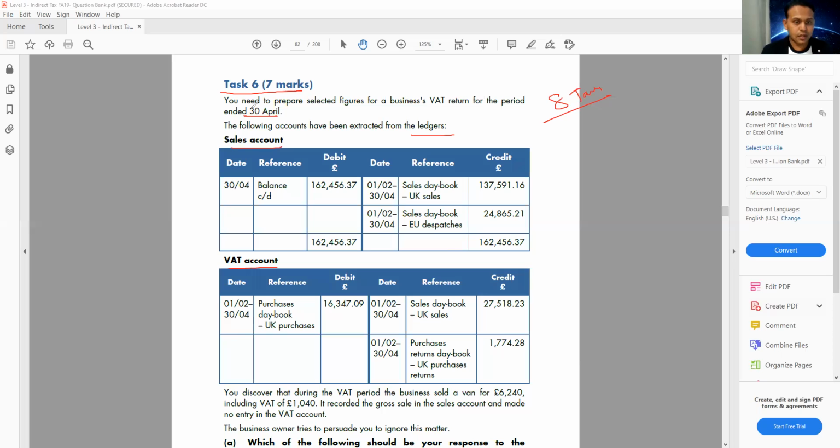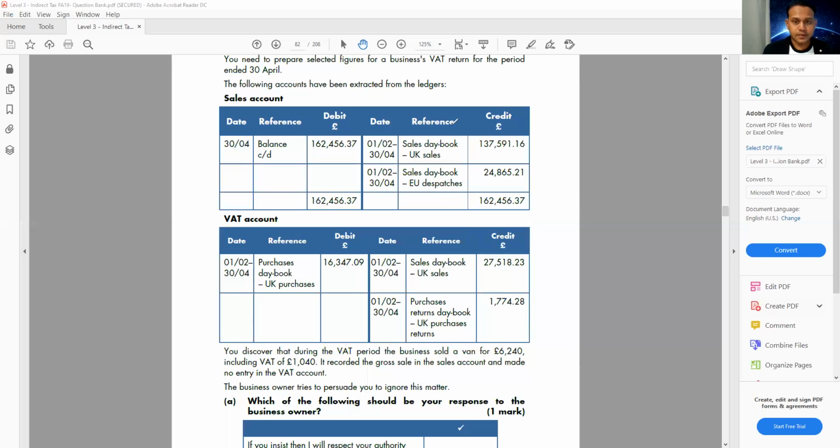The question is saying that on the sales account, we have sales daybook, sales from UK, and sales daybook, EU dispatch. So if I make sales to the UK, that is UK sales, and then EU dispatch. It's very important to separate these, because when you complete the box, we have a separate column for the EU sale as well. So we need to make sure we record the EU sale in the EU column. That's my balance carried down, my total sales actually.